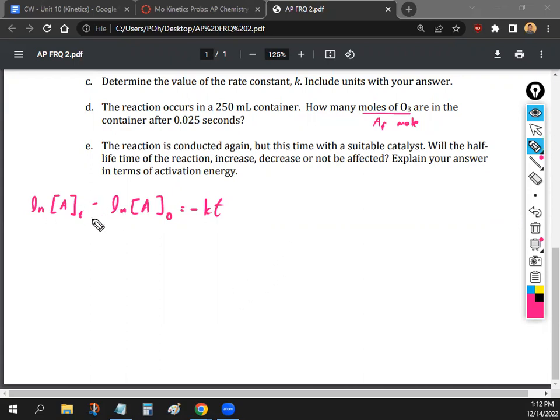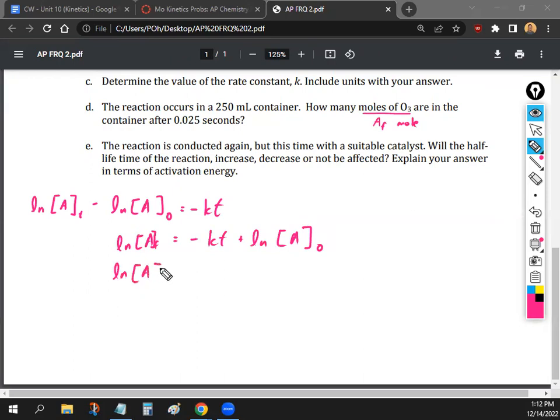So we want to isolate this variable right here, and we can just rearrange the equation very simply. Natural log of the final concentration is going to equal negative kt plus natural log of the initial concentration. If you did it differently than me, if you plugged in your numbers first and then rearranged it, that's totally fine. We'll get the same final answer.